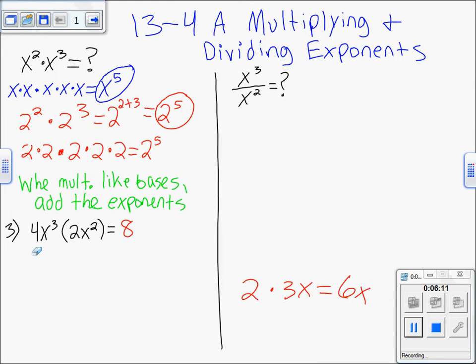Now, for the x's, we have x to the third power times x to the second power. So if we're going to use our shortcut, it just told us when multiplying like bases, x and x, those are like bases, we have to add the exponents. So that means we have x and the power is going to be whatever 3 plus 2 is, since that exponent's a 3 and that exponent's a 2. And that gives us 5. So that tells us our answer is 8 times x to the 5th power. That is a simplified answer. That is a simplified version of number 3. That's as far as you can simplify it, given the information you have available to you at this time.